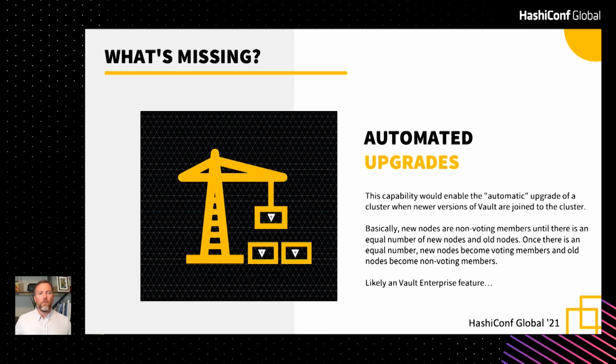But what's missing? Let's talk about the few features that I think are still important that need to be added to integrated storage. The first one is automated upgrades. Again, these are features that are already in Consul, but they are missing from integrated storage. Automated upgrades is really cool. This capability basically allows you to do an automatic upgrade of Vault or Consul. In this case, we're talking about Vault, but it would allow you to do an automatic upgrade when you provision additional nodes within your cluster.